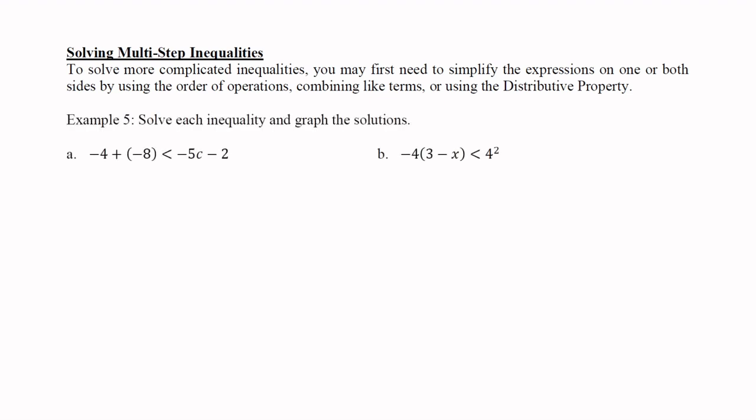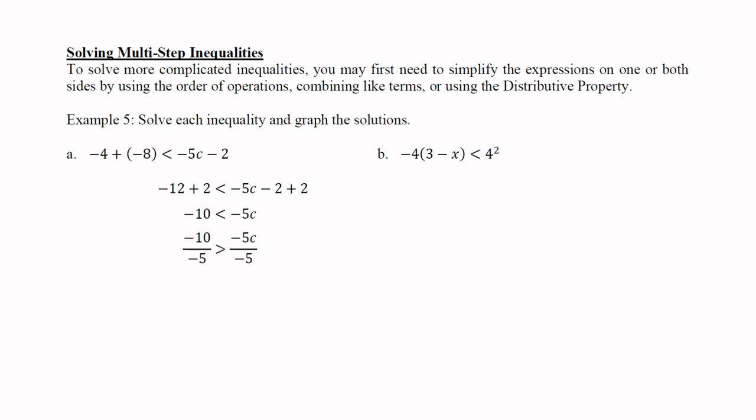So in A, we're going to start by combining our like terms. Negative 4 plus negative 8 on the left-hand side is negative 12. And then we're going to add 2 to each side. And that gives us negative 10 is less than negative 5c.